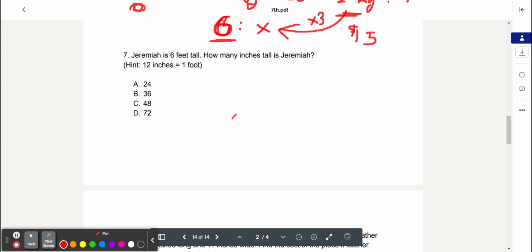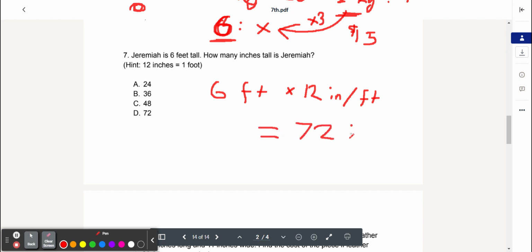And then number 7, Jeremiah is 6 feet tall, a very tall person. How many inches tall is Jeremiah? And it tells us that 12 inches is in a foot, if you didn't know that. So he has 6 feet times 12 inches in a foot, and it's just 6 times 12 basically. So the problem is pretty simple. 72 inches tall. 6 feet, 12 inches in a foot, you get 72.